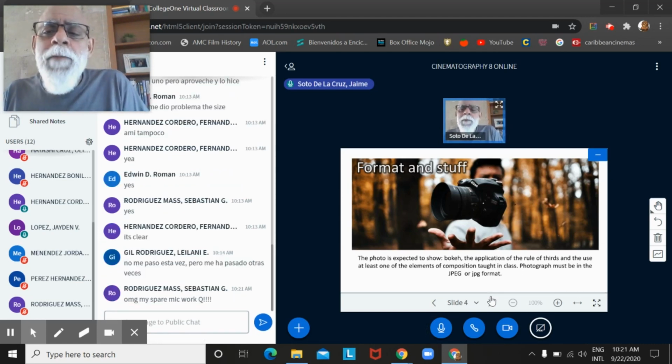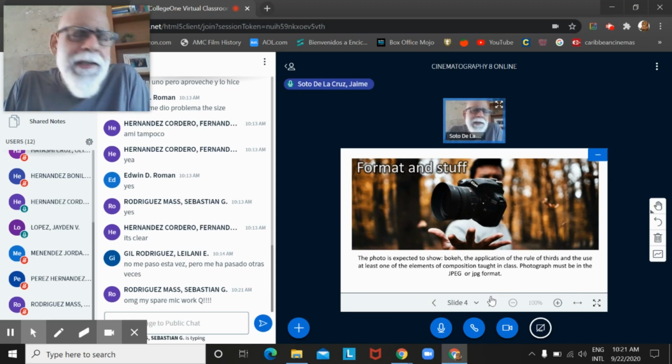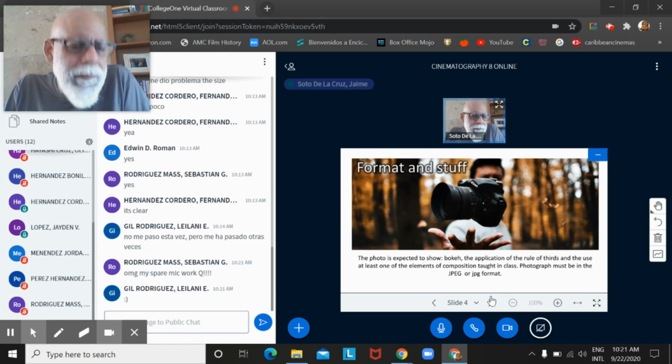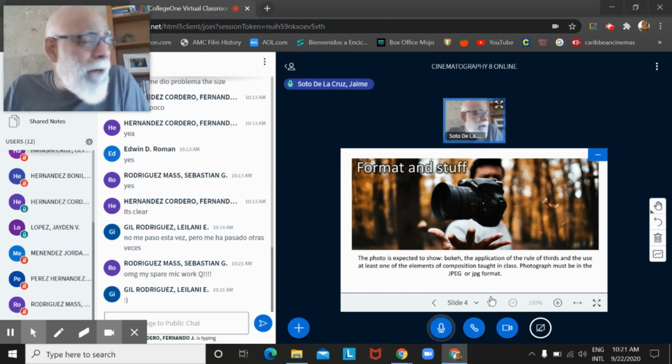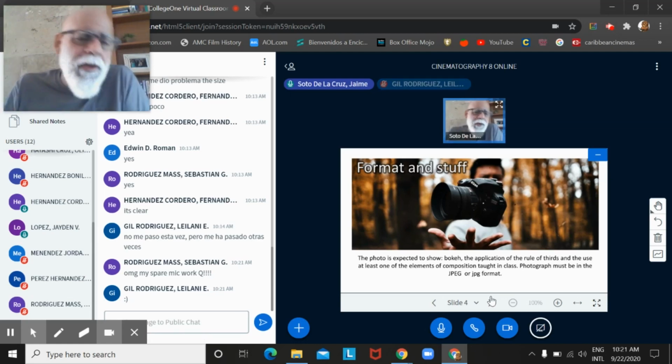The other thing is that we want to see the application of the rule of thirds. Does anybody have any doubt regarding the rule of thirds? Right now, this picture that you're seeing here has bokeh, but it's not applying the rule of thirds. And it works, but your picture must have the rule of thirds.